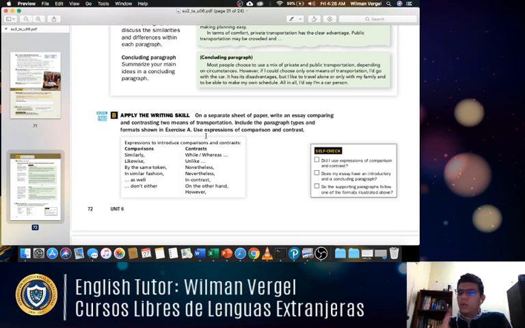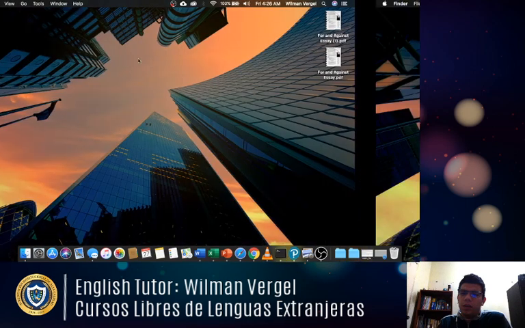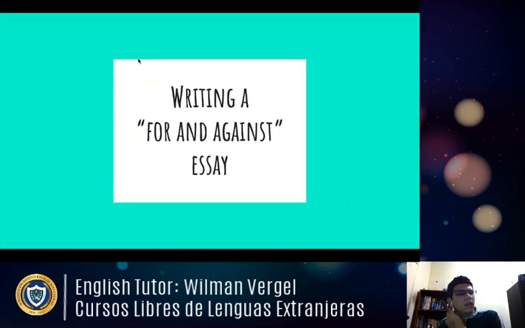Okay, you're gonna write a one-page essay with an introductory paragraph, two body paragraphs, and one concluding paragraph. When you write it, you have to handwrite the essay, and then you're gonna scan it and send it to me. But we're gonna see this writing exercise in more detail, which is writing a for and against essay.